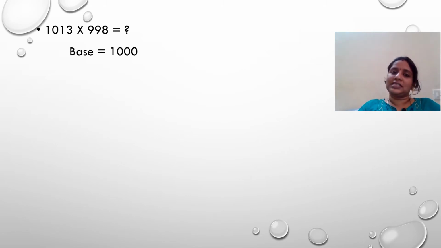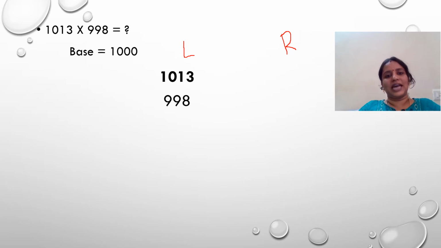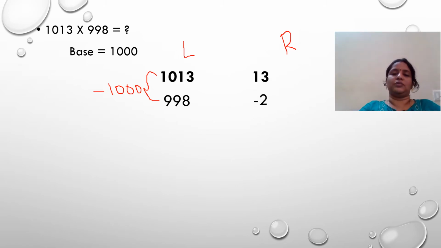What will be my next step? I have to go for the LHS and the RHS. For my LHS, I am supposed to take the numbers directly. And for my RHS, I have to subtract these numbers by the base 1000. So subtracting these numbers by the base 1000 gives me the RHS, which is 13 and minus 2. Okay, yes, because 1013 minus 1000. So subtracting, I'm getting it.